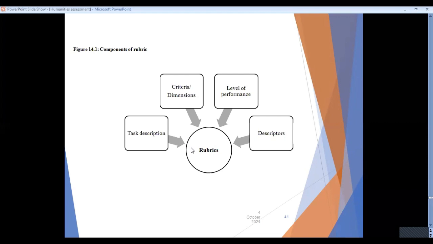So though we are saying that assessment of humanities is subjective, we can objectify that subjectivity also in the form of rubrics. So a rubric is basically nothing else but a table which consists of task description, criteria, level of performance, and descriptors. Next one, please.